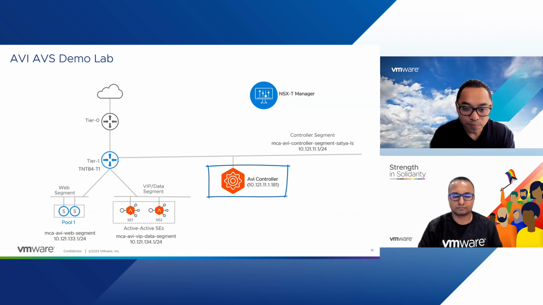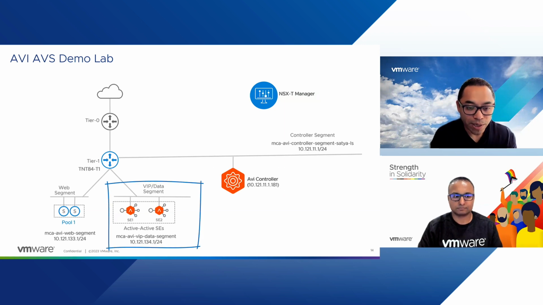Now, we will deploy that AVI controller. Once that is deployed, we have already created the VIP data segment and web segment. So we have the right segments where we'll be deploying service engines. Service engines will be deployed on the VIP data segment. There is a data segment or VIP segment called MCA VIP data segment with the IP range 10.1.1.134.1/24. That's where the service engines will sit.